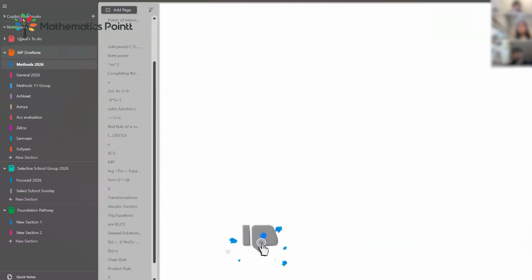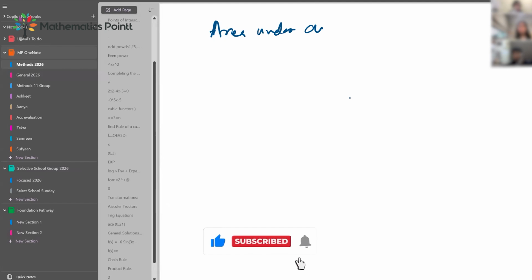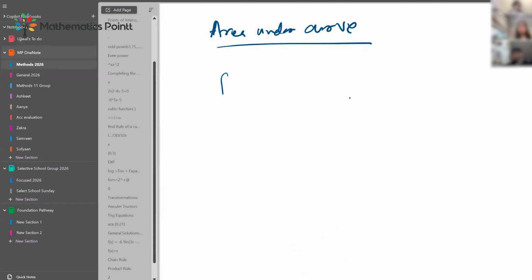The area under the curve, any irregular curve, was eventually found by this formula. This is called the definite integral.